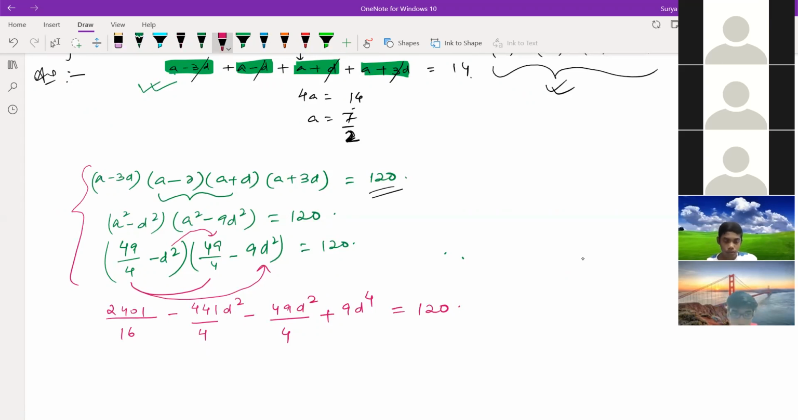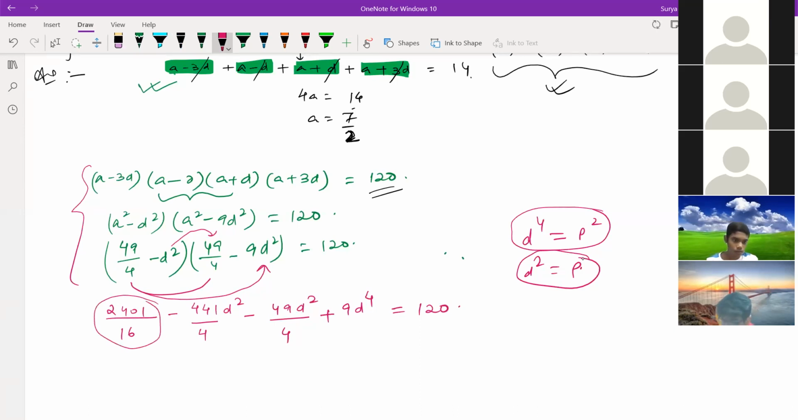Again, you have d to the power 4 there. Now d to the power 4 is equal to something, you should let it be p square. d to the power 2 is equal to p, you let. And then you can let d to the power 4 is equal to p square. So you have to solve this part first. What you can do here, if you want, you can just send this one to the other side. You can send.